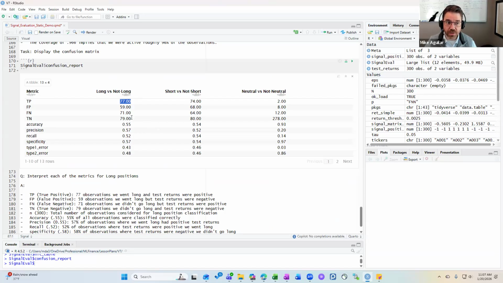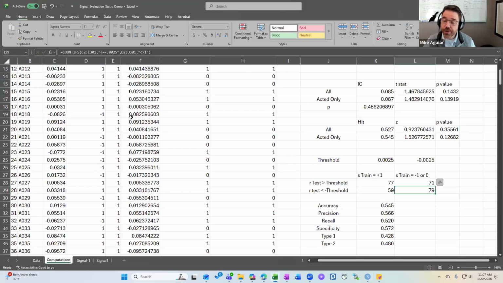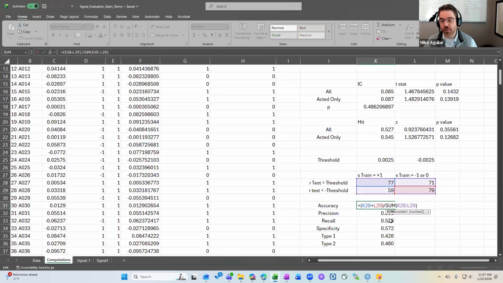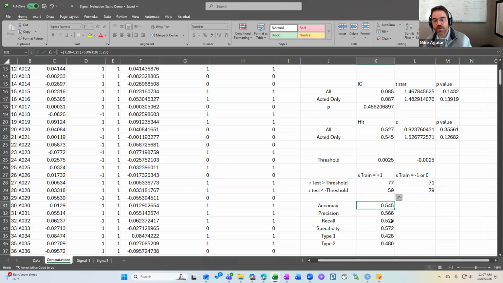77, 59, 71, 79. Is that good or bad? Well, we could take a look at the accuracy. I want accuracy to be high. And the accuracy is going to be just a combination of the elements of that confusion matrix. 54%. So without even testing it, we had other ways to test, but I'm accurate 50-ish percent of the time. That doesn't sound great.